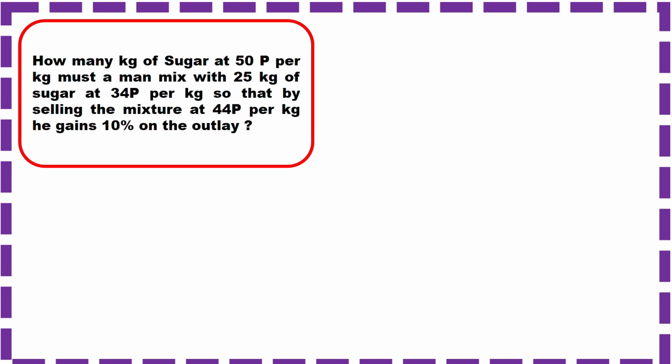How many kilos of sugar at 50 pies per kg must a man mix with 25 kilos of sugar at 35 pies per kg, so that by selling the mixture at 44 pies per kg he gains 10% on the outlay? Fine. So what is the cost price of the mixture? 50 pies, right? The value of sugar. And what is the value of sugar in the second case? It is 35. So take 35 here and take 50 here, right? Cheaper one, expensive one.